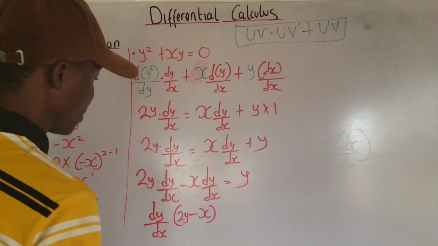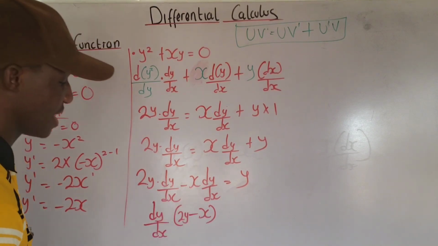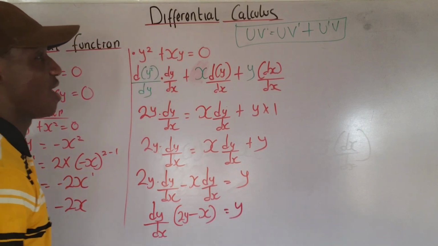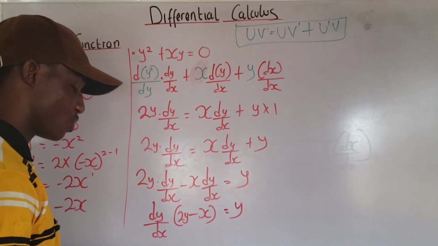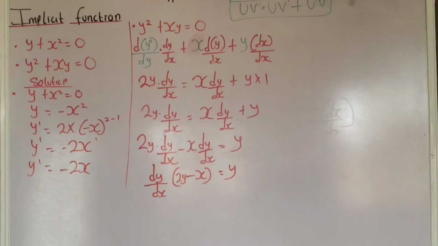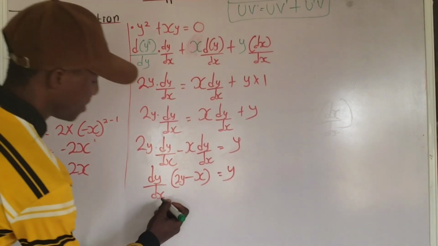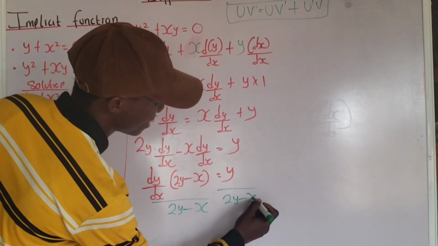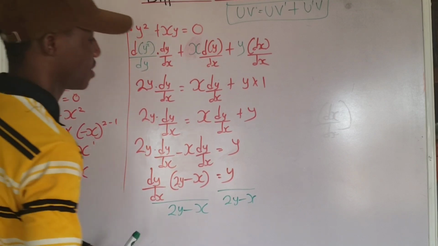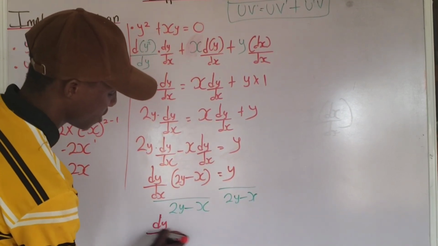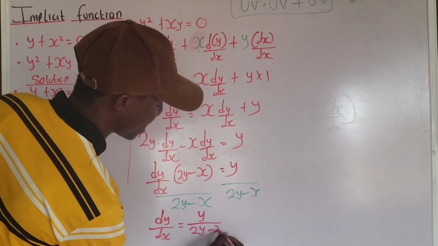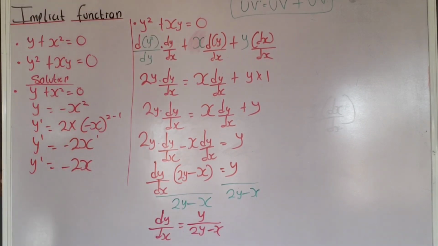Okay, 2y dy/dx minus x dy/dx equals y. Now, to get dy/dx, all you have to do is divide both sides by 2y minus x. So, this side all over 2y minus x, and this side all over 2y minus x. Therefore, dy/dx equals y all over 2y minus x. So that is the derivative of that implicit function that we are asked to differentiate.